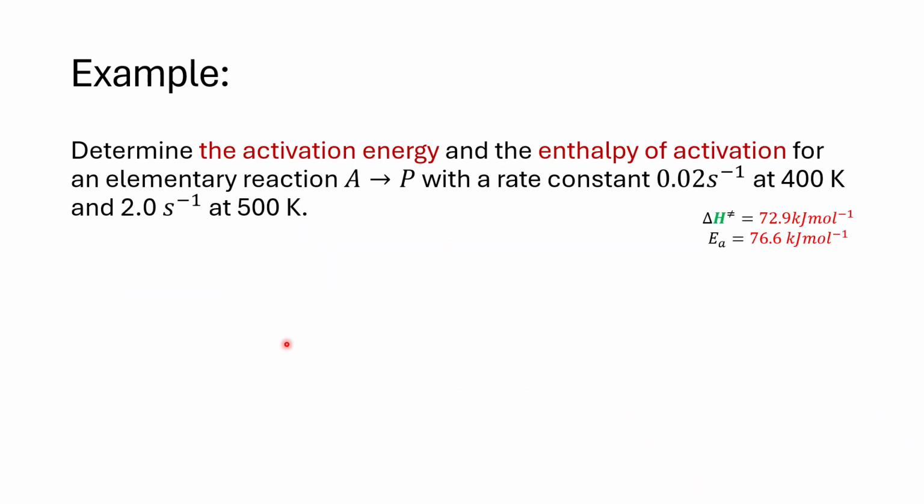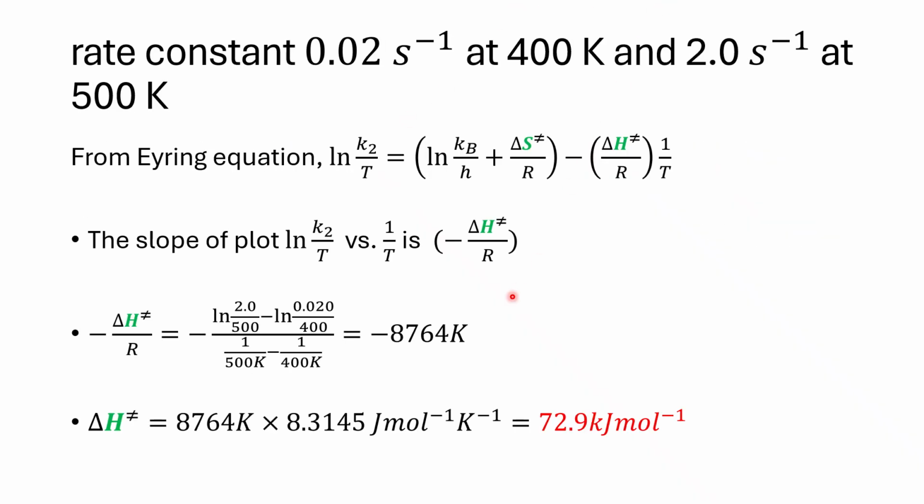Let's try to solve this question. Determine the activation energy and the enthalpy of activation for the elementary reaction of A to give the product P, with the rate constant 0.02 per second at 400 Kelvin and 2 per second at 500 Kelvin. This example highlights the numerical relationship between the activation energy and the enthalpy of activation for an elementary unimolecular reaction of A to P.